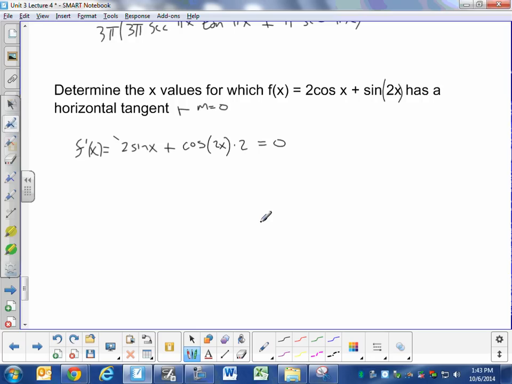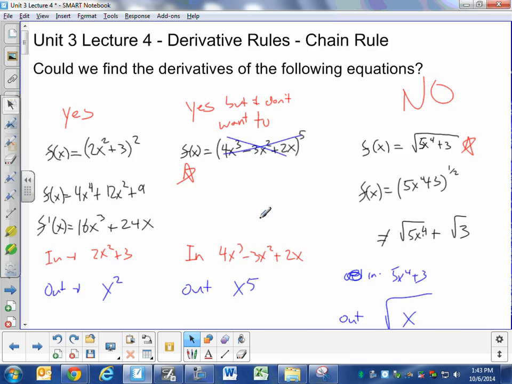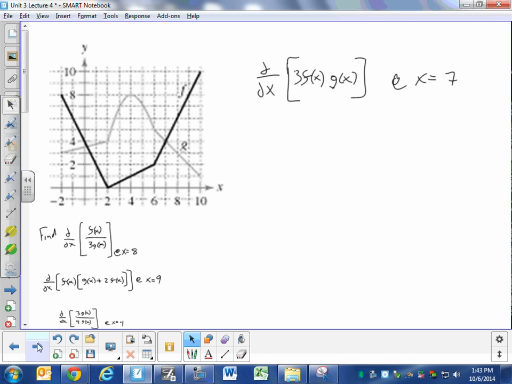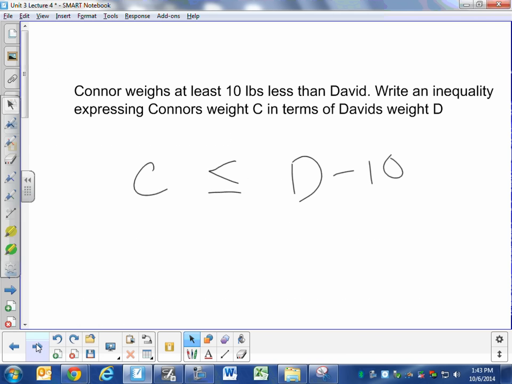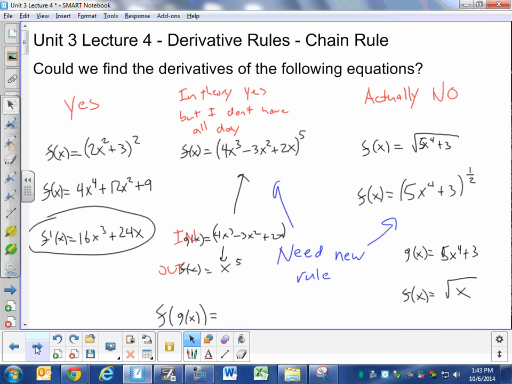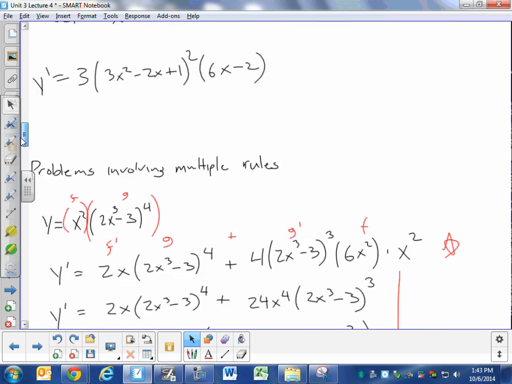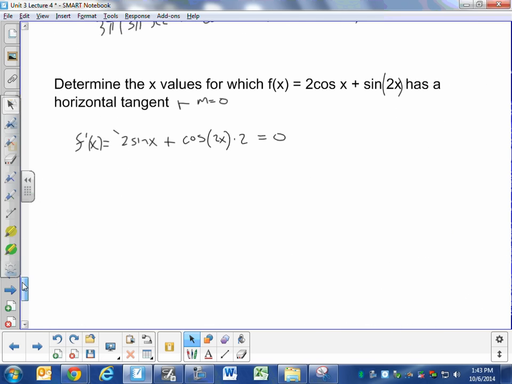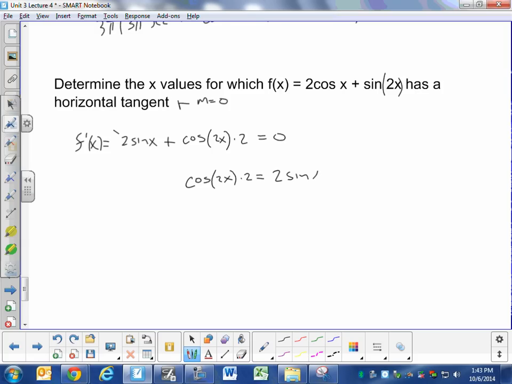Set that equal to 0. Well, this is tough. I have sine and cosine at the same time. I wonder if this question even works. Let's see. Okay. We're going to move the sine to the other side, see if that helps anything. Divide by 2, I'm going to try to figure out when cosine of 2x is equal to sine of x.